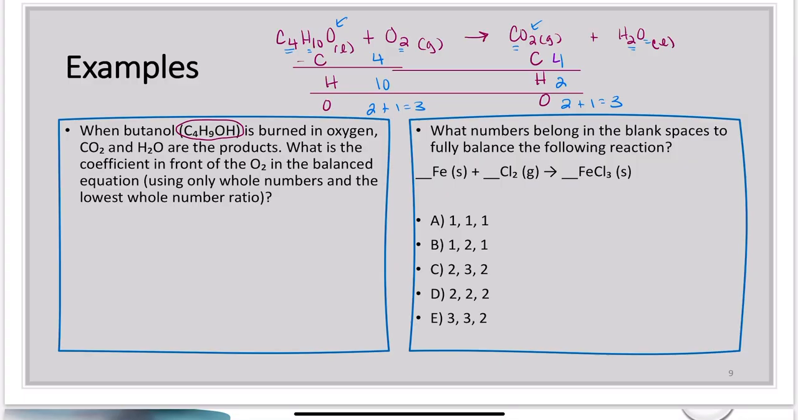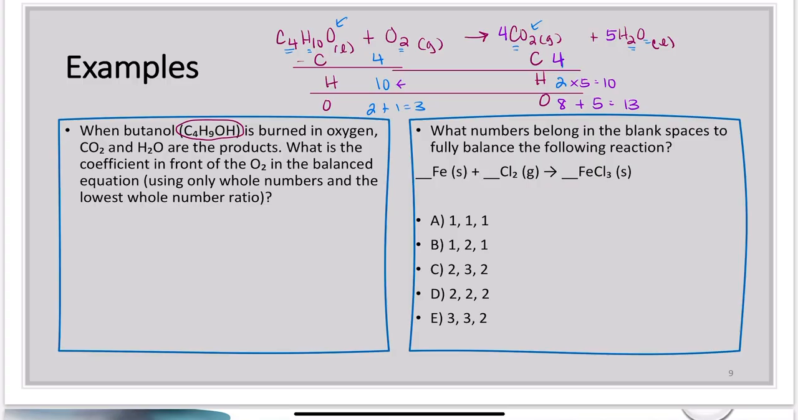Everything else. Start with your carbon, then your hydrogen, then your oxygen. So my carbon, I need 4. I need to make a 4 here. How do I make a 4? I put a 4 there. Of course, that changed my oxygen. Now I have 8 plus 1 oxygen. Next, I need to balance my hydrogen. I have 10 over here. I need 10 here. So I'm going to multiply this by 5. When I did that, that changed my oxygen. Now I have 8 plus 5, overall 13 oxygen.